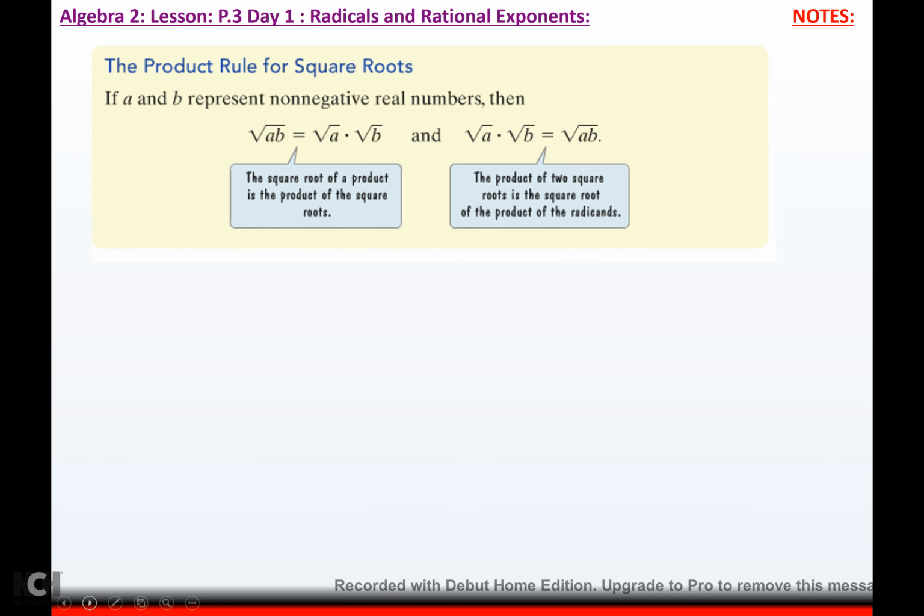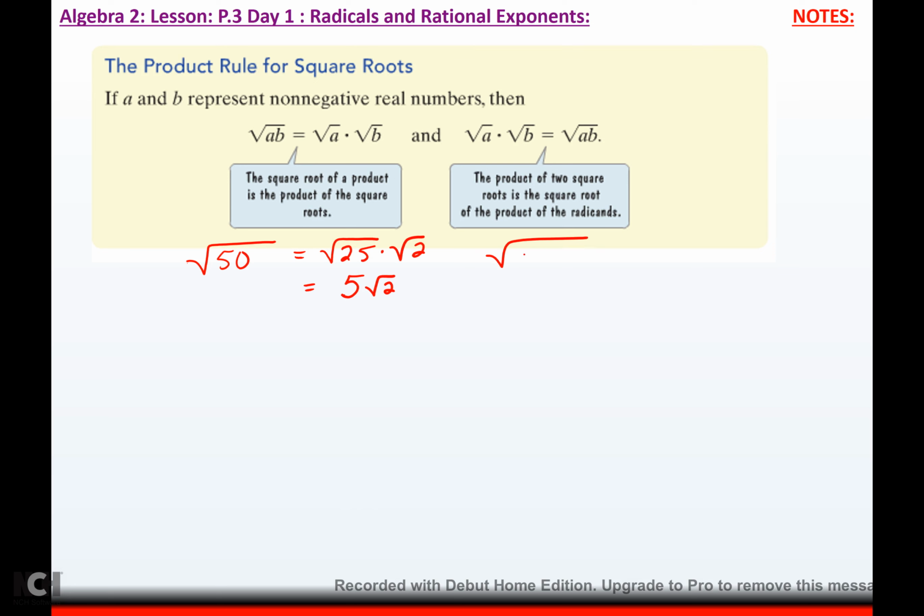Okay, so the product rule for square roots. It says if a and b represent non-negative real numbers, then the square root of ab equals the square root of a times the square root of b, and vice versa. If they've split them up, you can put them back together. So what they're getting at is, let's say that I had the square root of 50, okay? I can rewrite that as the square root of 25 times the square root of 2. That then is going to be 5 square roots of 2.